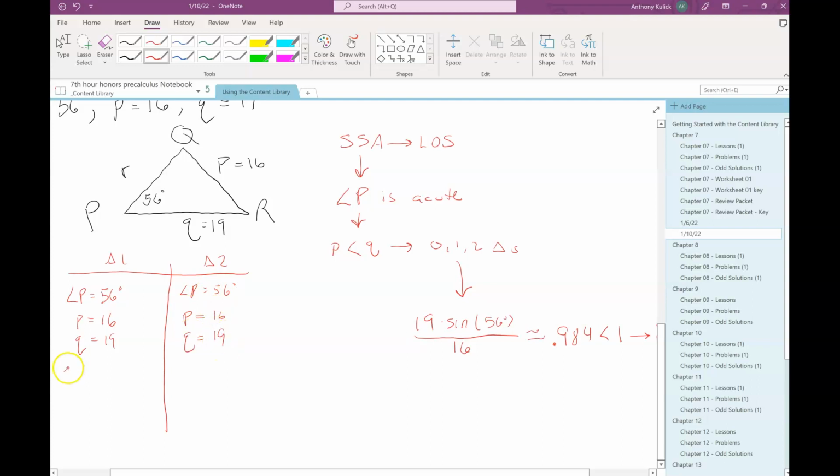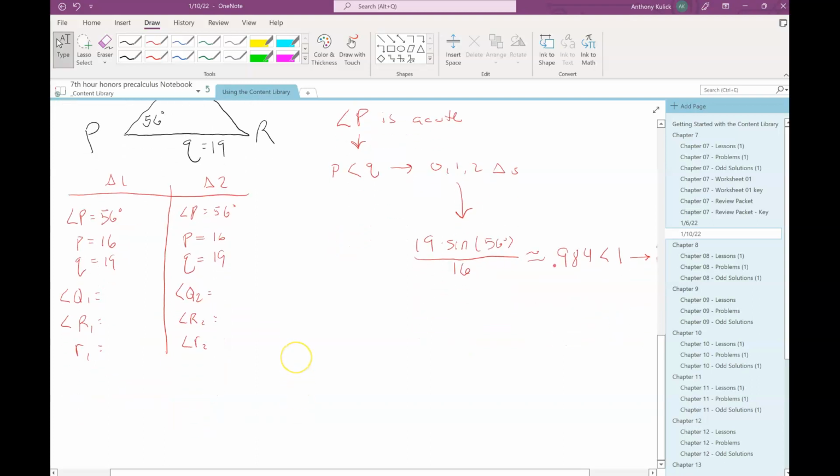What's going to be different is the values for angles Q, angle R, and side R. To differentiate those, I'm going to put a subscript of 1 and a subscript of 2, depending on whether we're working with the angle Q in triangle 1 or triangle 2. Similarly with the angle R and the side R's. Everybody cool with the way I've named my variables and such?